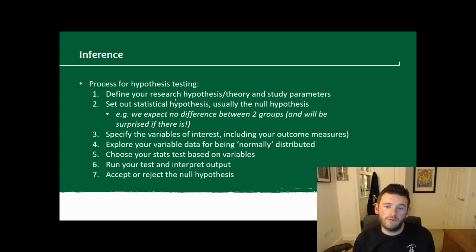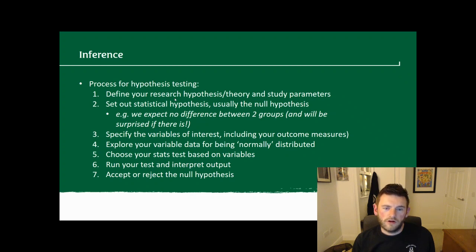We specify the variables of interest, including the outcome measure. So here we're going to have factors like the drug versus the placebo, whether we've got men and women in the sample, perhaps ages in the sample, and then we've got our outcome measure, which in this case we're looking at, for example, the length of time people have cold symptoms for once exposed to the cold virus.